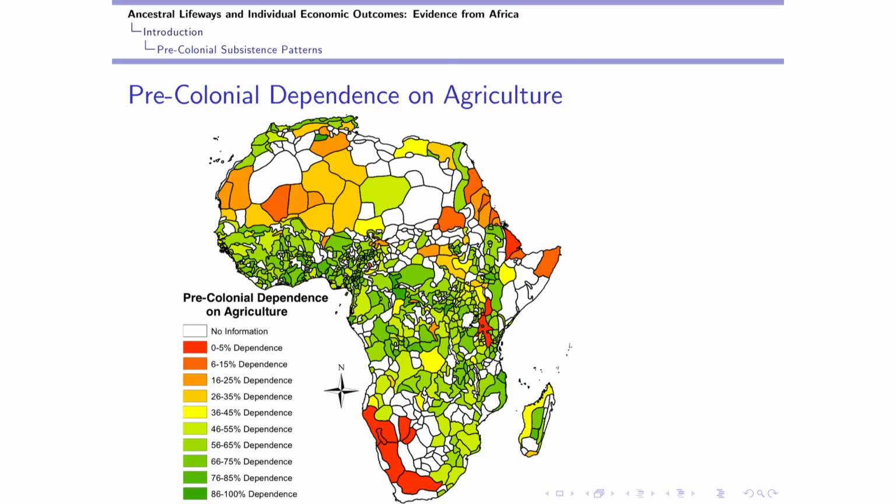Okay, so that's the Ethnographic Atlas here. Different colors correspond to different activities. Greener places are places where the groups were doing more agriculture, that is, they were getting a larger share of their subsistence from agricultural activities.